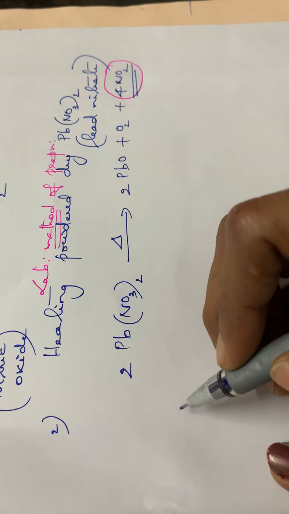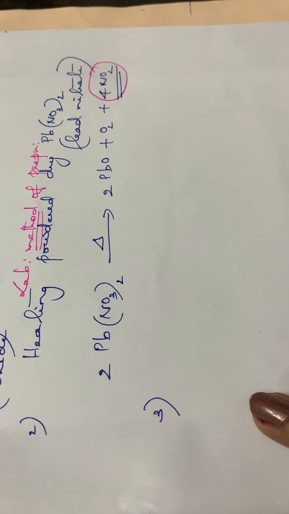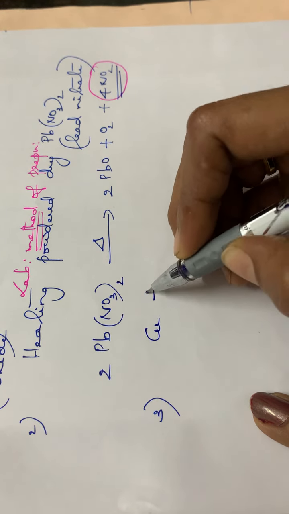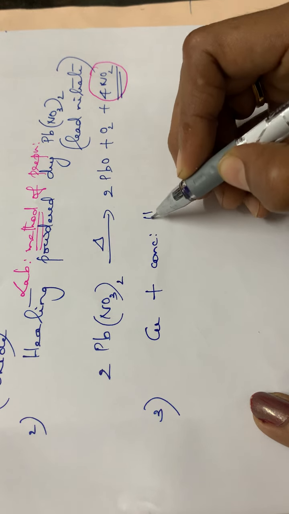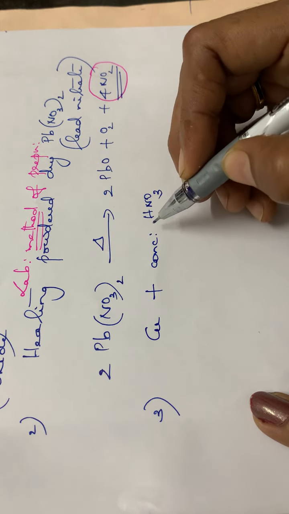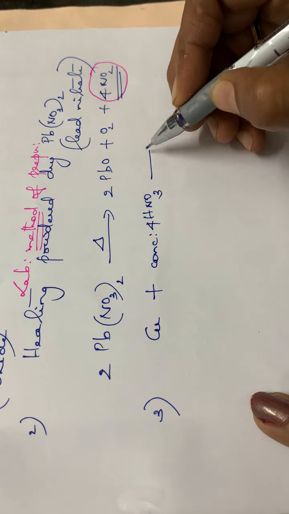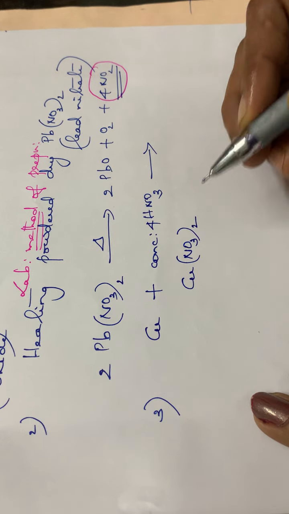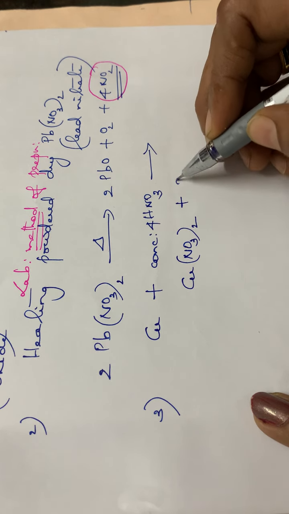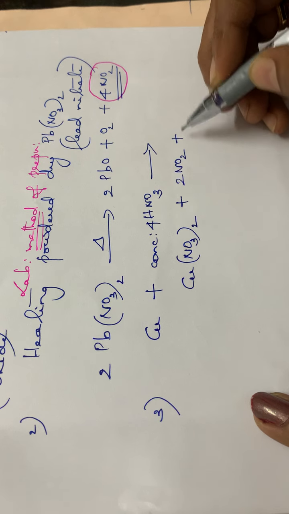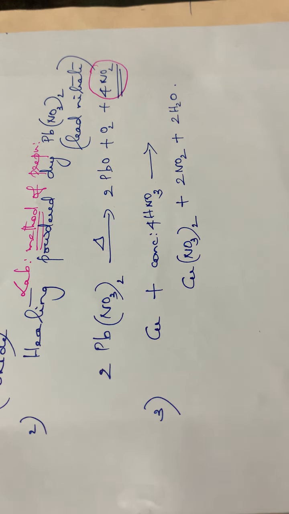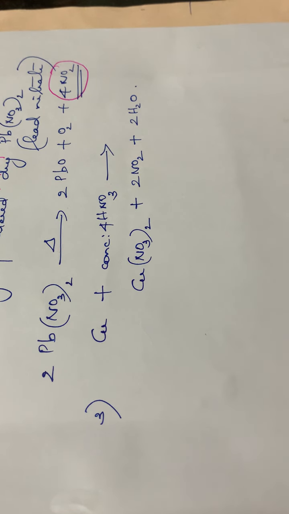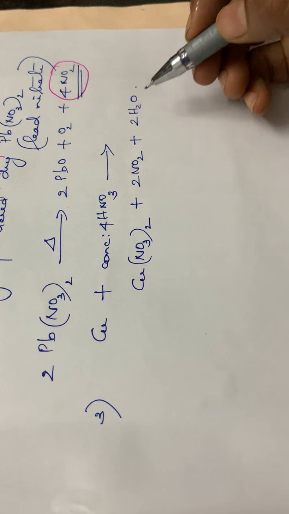And then the third reaction is by the action of concentrated nitric acid on copper. Copper plus 4 molecules of concentrated HNO3 gives copper nitrate, the formula is Cu(NO3)2, plus 2NO2 plus 2H2O. Copper nitrate plus nitrogen dioxide plus, sorry, 2 molecules of water.